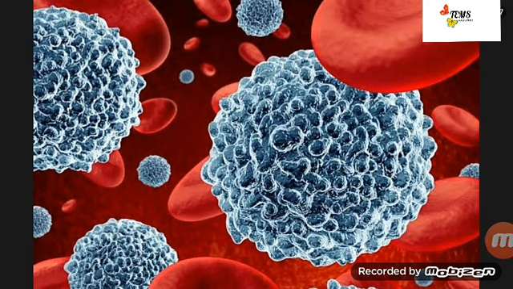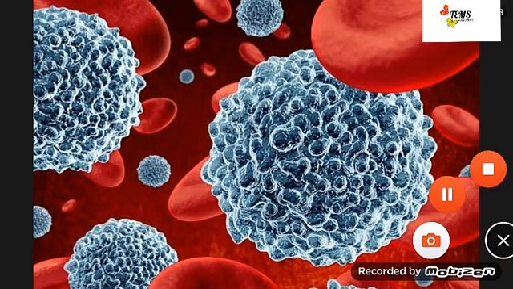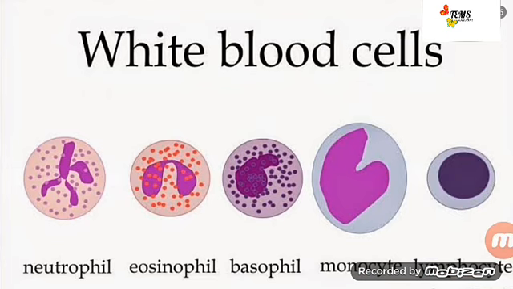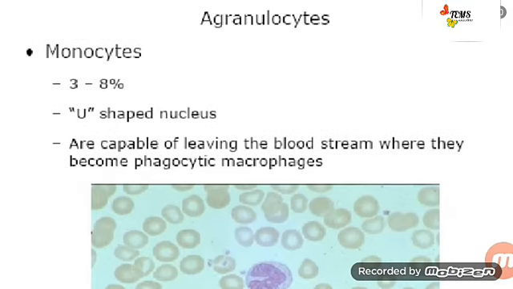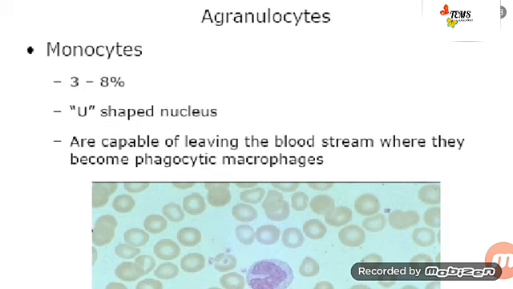Here are the white blood cells. There are two types of white blood cells: granulocytes and agranulocytes. The granulocytes are neutrophil, eosinophil, and basophil, and the agranulocytes are monocyte and lymphocyte.